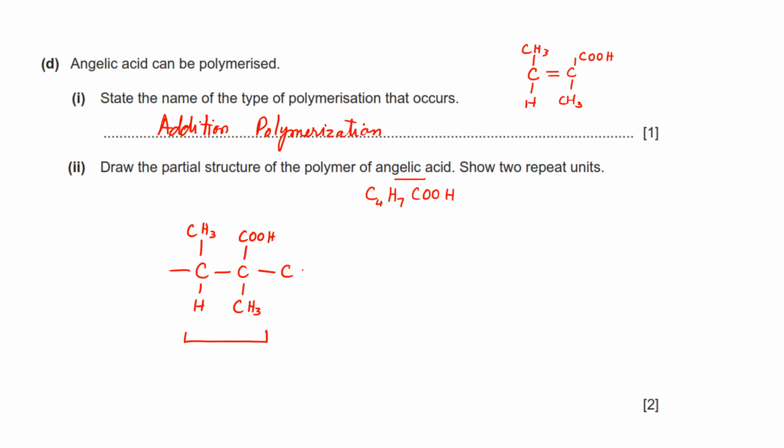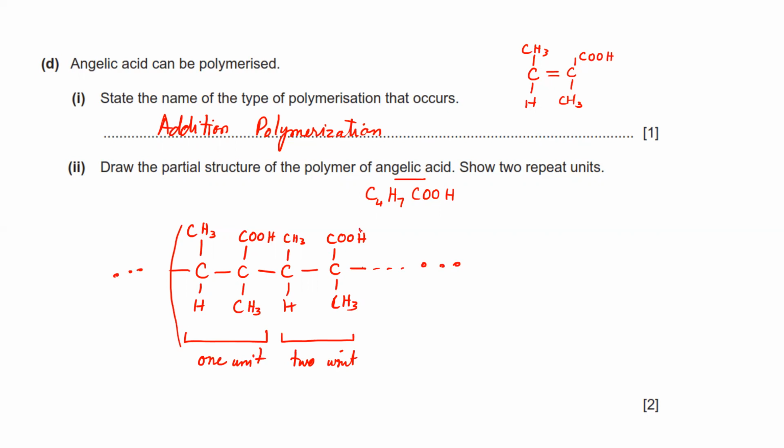Now, just add another unit here. C, then single bond C, CH3 here, COOH here, CH3 here, H here, then another structure. So this is your second structure. This is one unit, this is unit two. And actually, it goes one, two, three, and you just have an n shape here. So this is n number of units. So this carries on, and you'll have a good partial structure of the polymer of angelic acid.